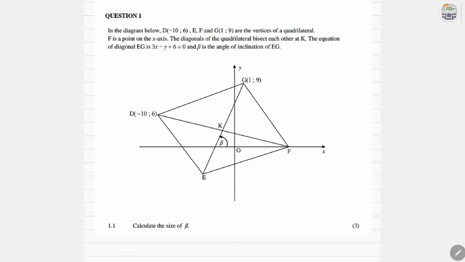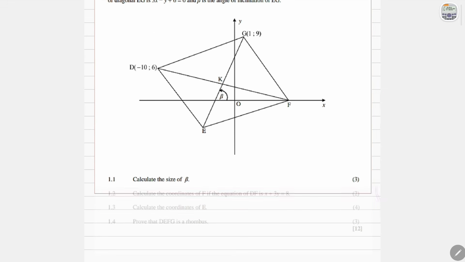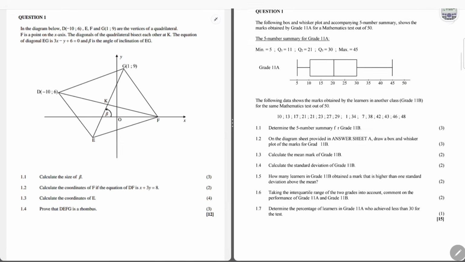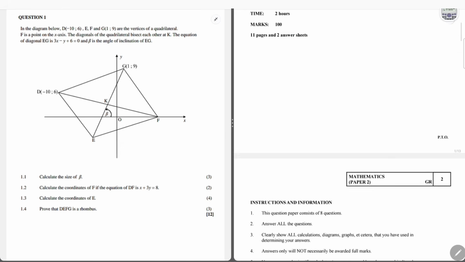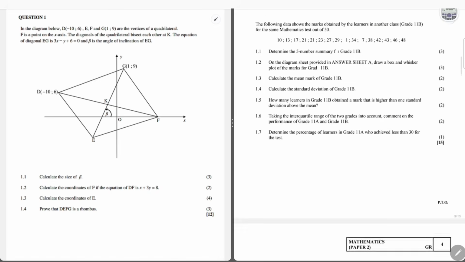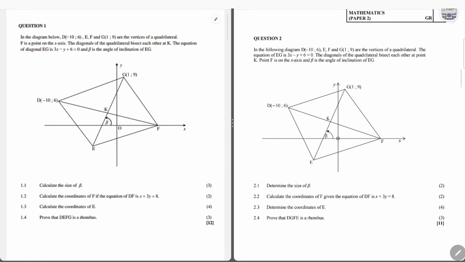Let me go ahead and show you the question paper that this is a clear copy and paste from. We can even just look at the other questions to see whether it is. Yes, and the last question was to prove that the shape was a rhombus. Do you see what I mean by this? This is from the provincial exam, grade 11, June 2023 from Gauteng. And if you go to question 2, this is a copy and paste of this exact question.